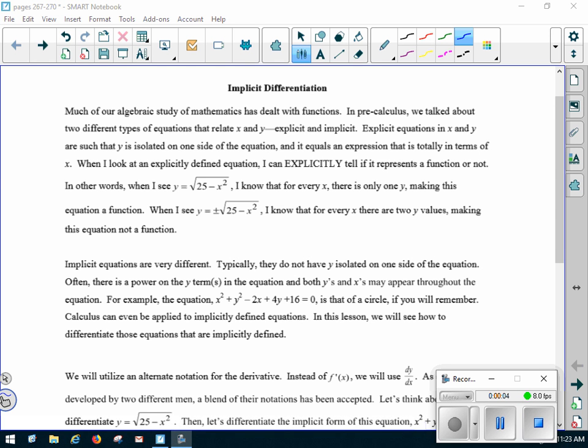Implicit differentiation. Now, first of all, I want you to understand the word implicit. There are two words that we can talk about here, explicit and implicit. Have you ever heard those in English? Well, explicit is not bad words in math. That's not what it means.